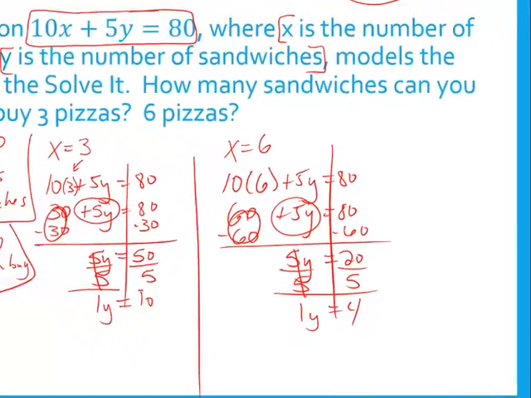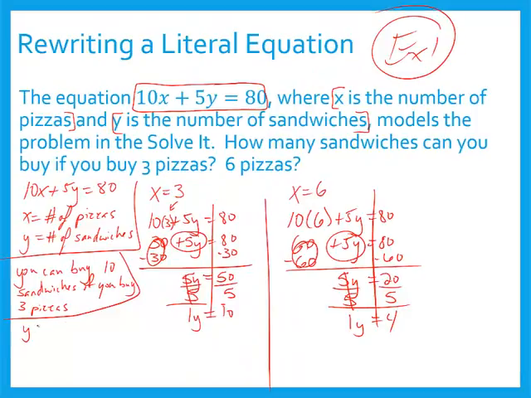You can say, you can buy 4 sandwiches if you buy 6 pizzas. And there we go. That's example 1.